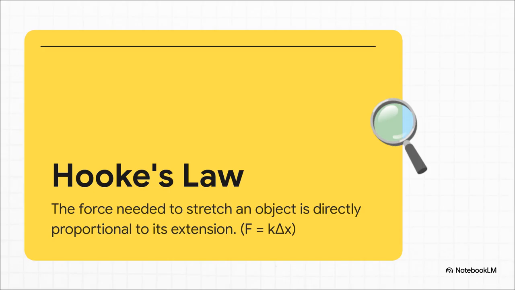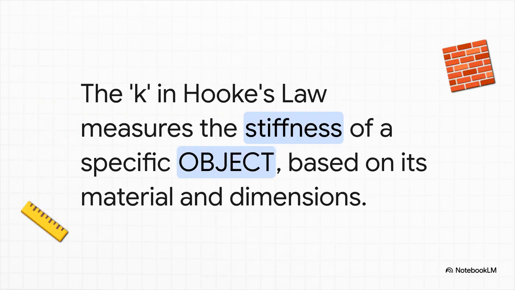For stuff like springs or metal wires, it's a super basic rule. The more you pull, the more it stretches. It's a nice, clean, straight line relationship. If you double the force, you get double the stretch. Now, that little k in the formula, that's the force constant. It's a number that tells you how stiff a specific object is.